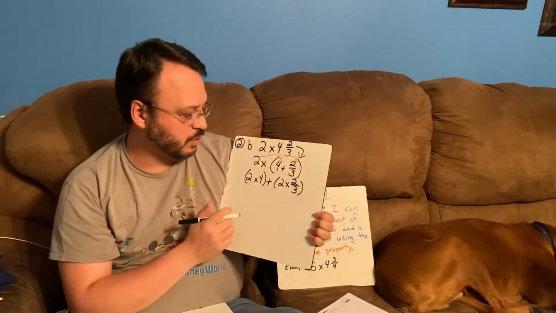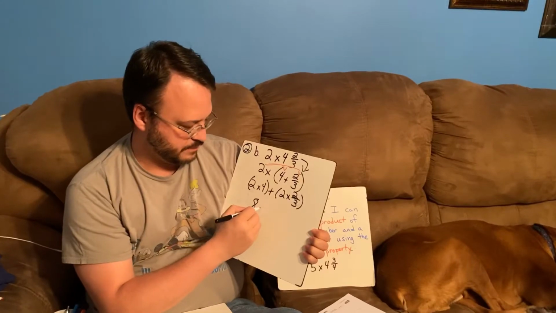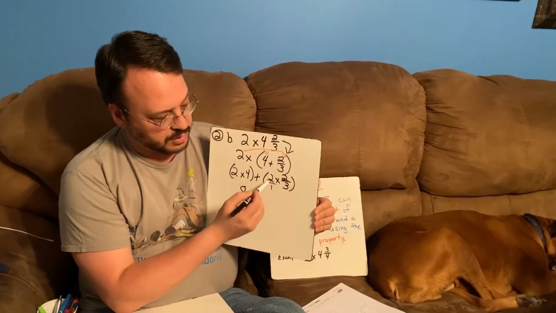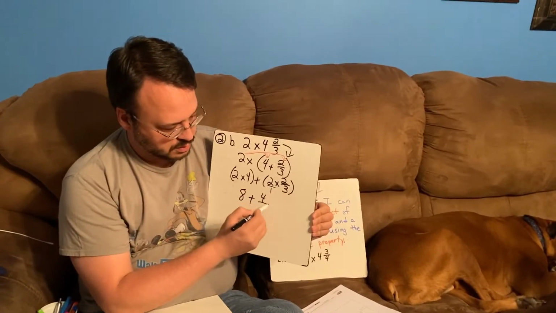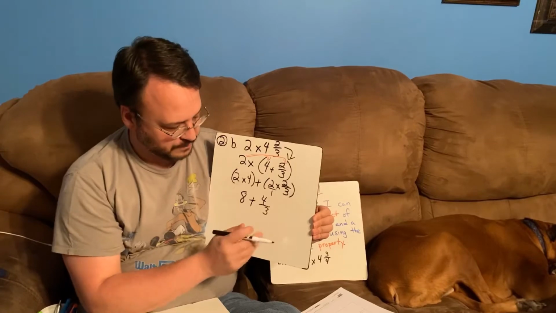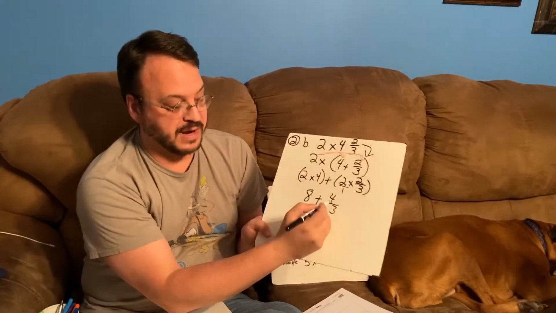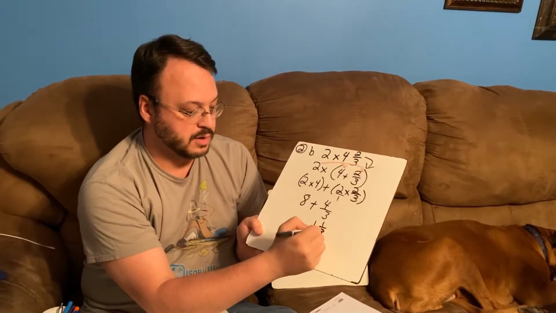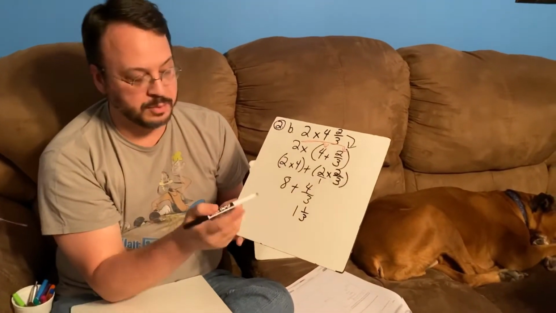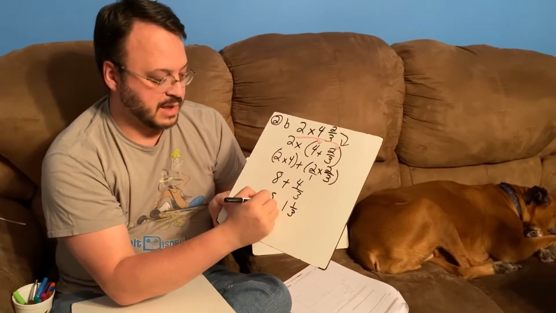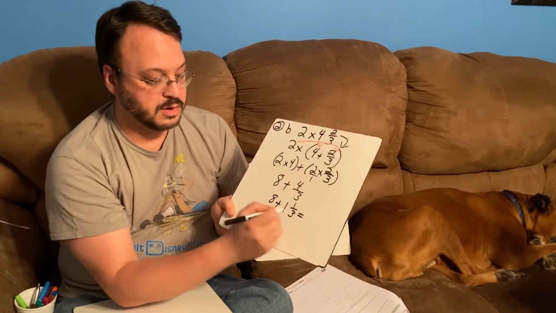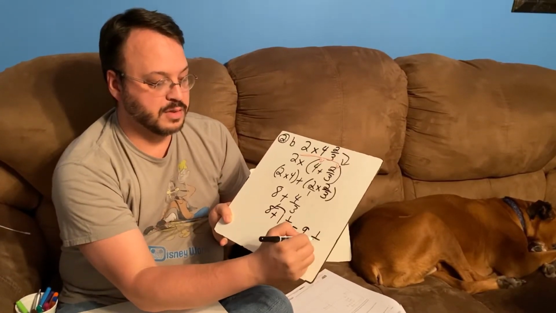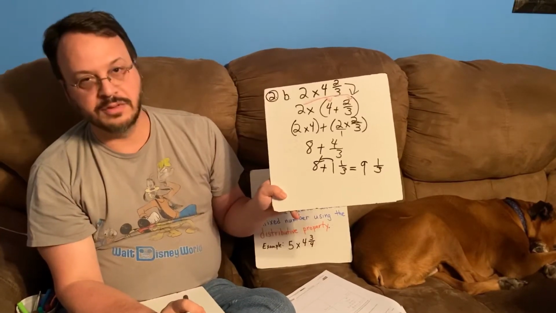Well, we already said that 2 times 4 equals 8. What's 2 times 2/3? Well, it's the same thing as 2 over 1. 2 times 2 is 4, and 1 times 3 is 3. And we worked this improper fraction out earlier, and we already know that this is the same thing as 1 1/3, because 3 goes into 4 one time with a remainder of 1. So I've got 8 plus 1 1/3. And 8 plus 1 is 9, and 1/3 is my answer. 9 1/3.